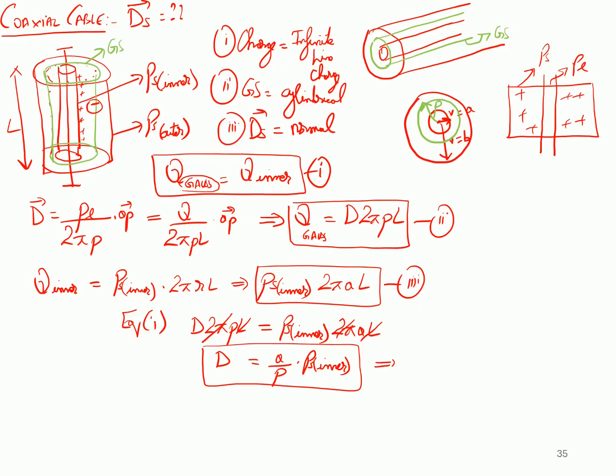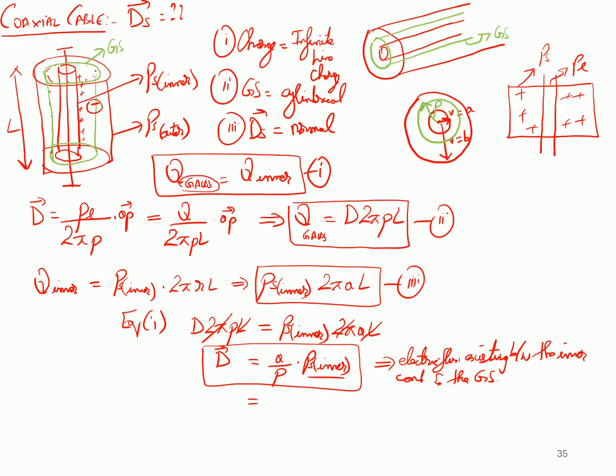So this is the electric flux existing between the inner conductor and the symmetric Gaussian surface. Now what further can I do? I can use this equation. I can further simplify this equation.